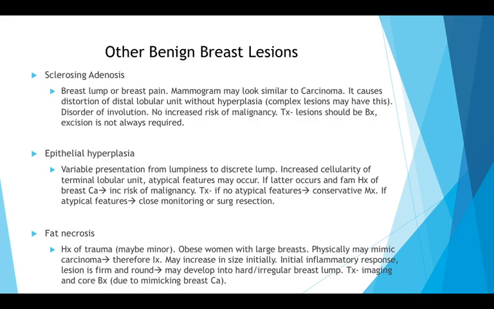Now, some other benign breast lesions which we don't need to know too much theory on. Sclerosing adenosis can present as a breast lump or breast pain. It's important to distinguish this from carcinoma because the mammogram can present them both as quite similar. It can cause distortion of the terminal lobular unit without hyperplasia. However, complex lesions may demonstrate this. It is indeed a disorder of involution of the breast.